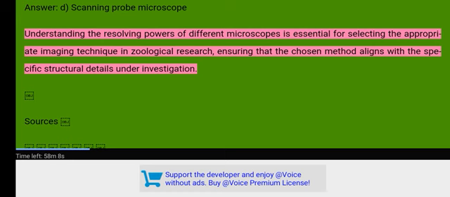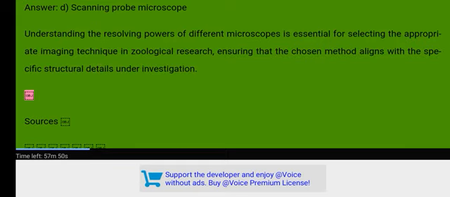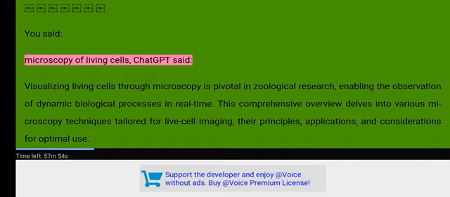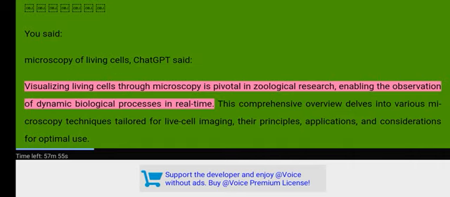Understanding the resolving powers of different microscopes is essential for selecting the appropriate imaging technique in zoological research, ensuring that the chosen method aligns with the specific structural details under investigation. Microscopy of living cells. Visualizing living cells through microscopy is pivotal in zoological research, enabling the observation of dynamic biological processes in real time.